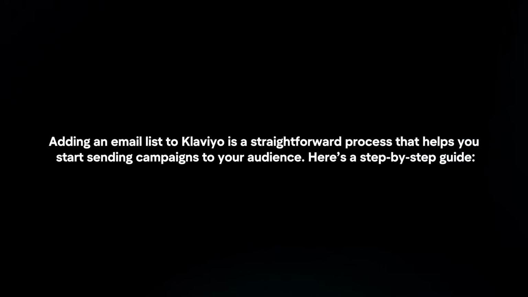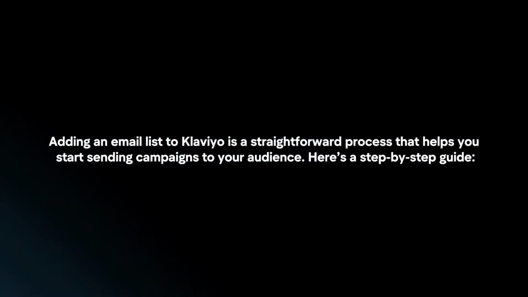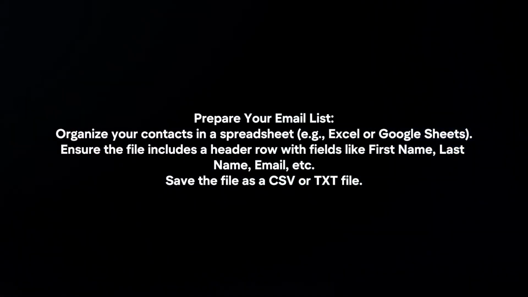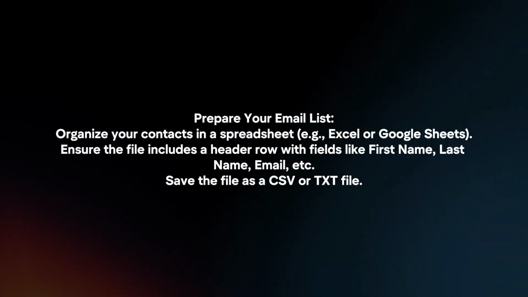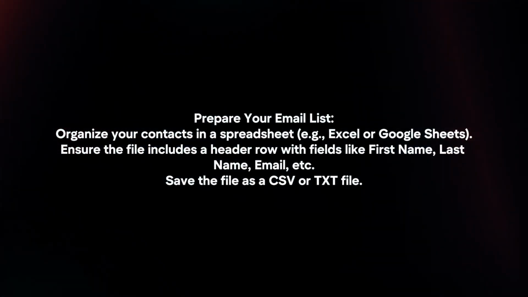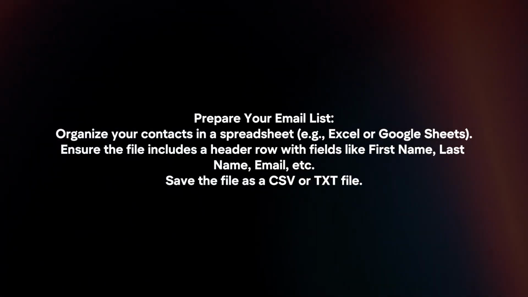Adding an email list to Klaviyo is a straightforward process that helps you start sending campaigns to your audience. Here's a step-by-step guide. Prepare your email list. Organize your contacts in a spreadsheet. Ensure the file includes a header row with fields like first name, last name, email, etc. Save the file as a CSV or TXT file.